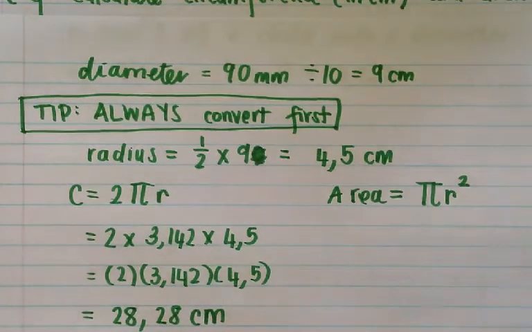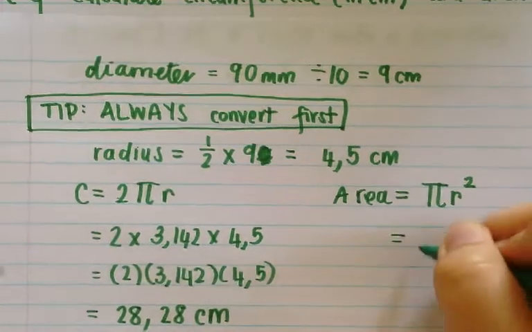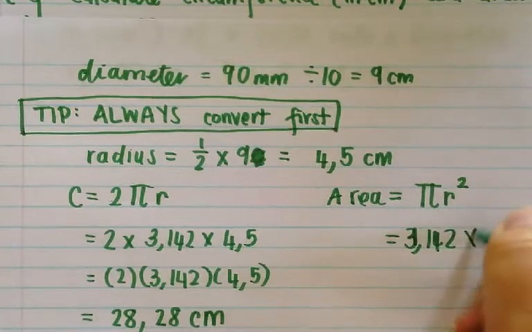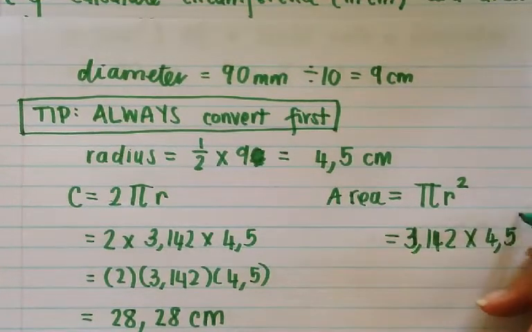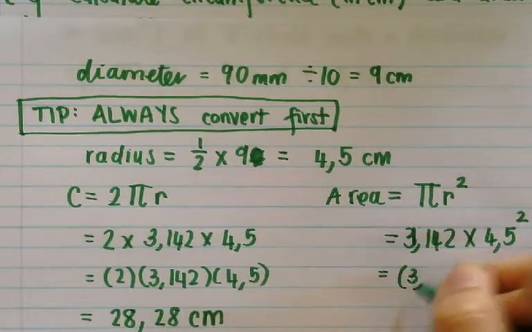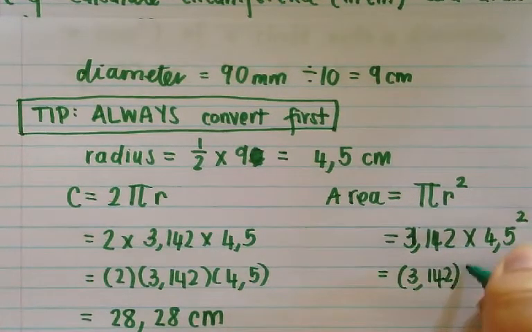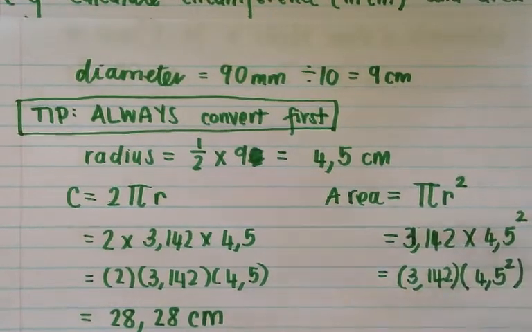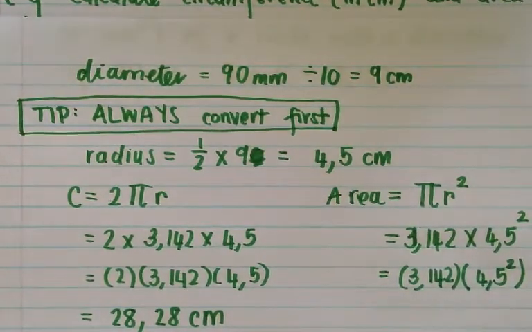And I do the same thing with my pi. So I can say 3.142 times 4.5 squared. Or if I'm going to use brackets, be very, very careful. Your squared must only be on the 4.5.